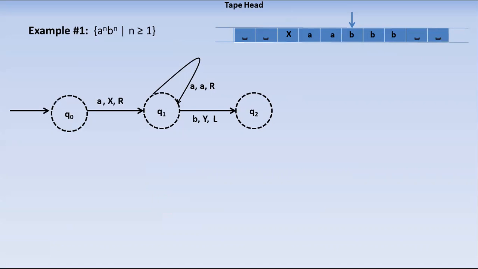So once again we need to repeat this cycle. So we replace this B with Y and we move left in state Q2. Okay, if you have understood the process, now we are at state Q2 with symbol A, and we need to travel back, that is left, without processing the A, until we reach the X. So we have to come in the backward direction until we find the X.